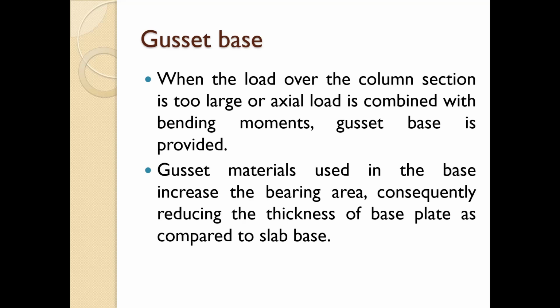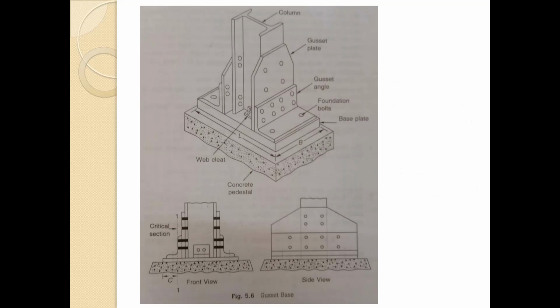Now the gusset base, or gusseted base. When the load over the column section is too large or axial load is combined with the bending moment, the gusset base is provided. The gusset material is used in the base to increase the bearing area, consequently reducing the thickness of the base plate as compared to the slab base.